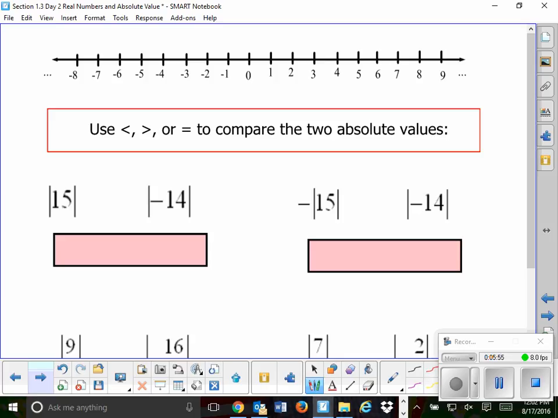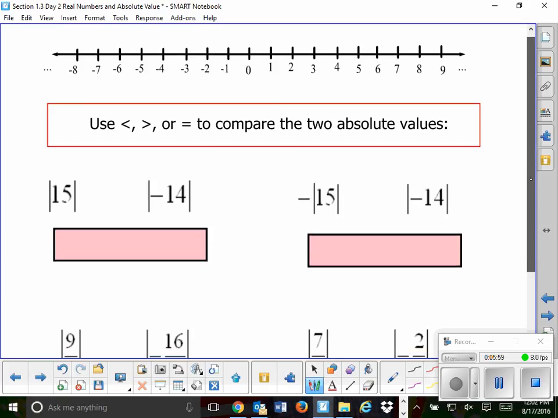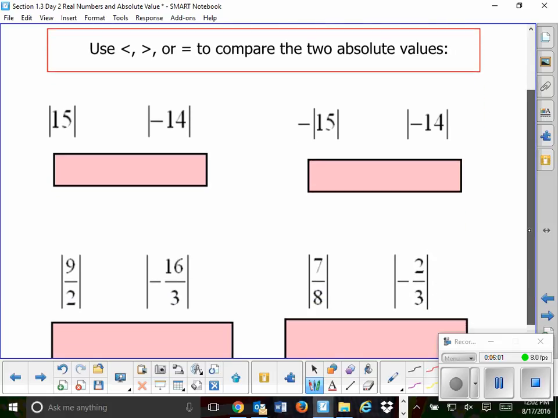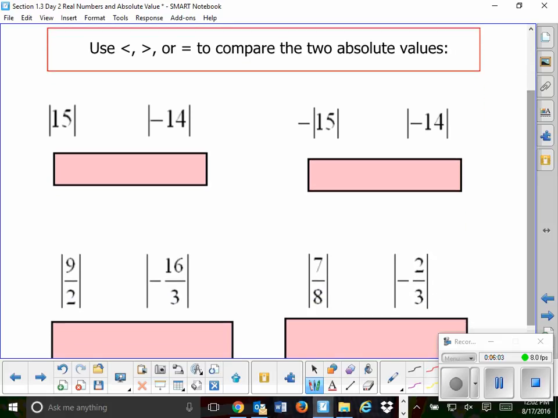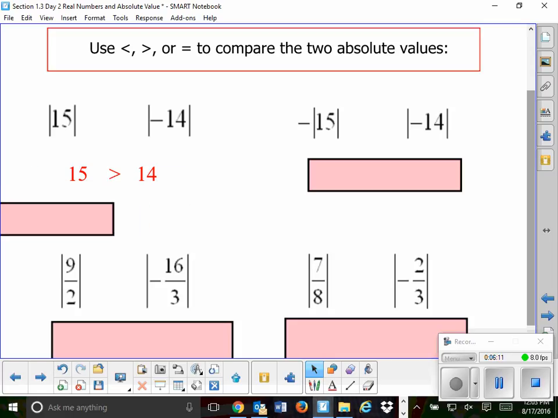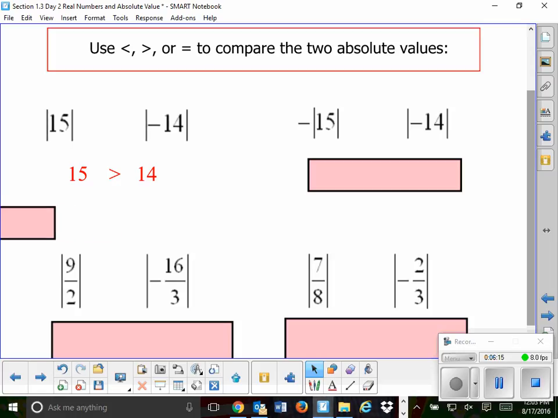Here you have some comparing problems. We talked about comparing a half greater than, less than. So why don't you take a second and pause this and see what you get for your answers. All right, here's what you should have had. 15 is greater than 14. So the absolute value of 15 is greater than the absolute value of 14. And it's because when we do this math, this is what we get.